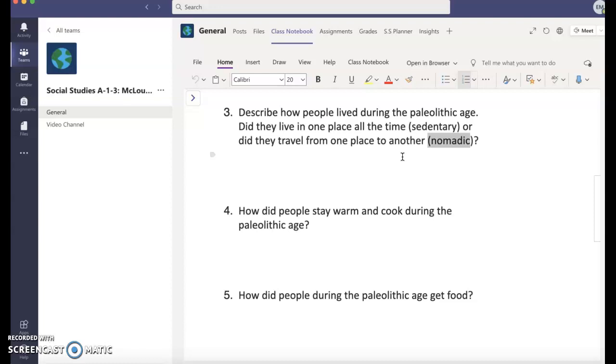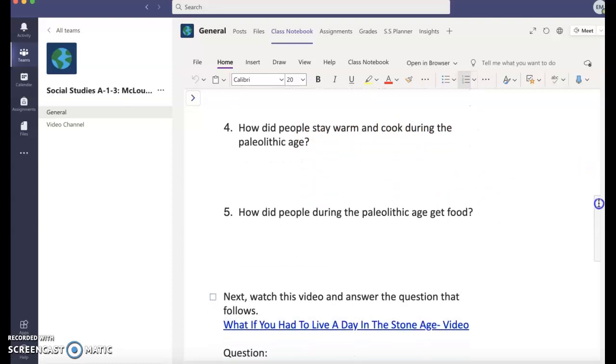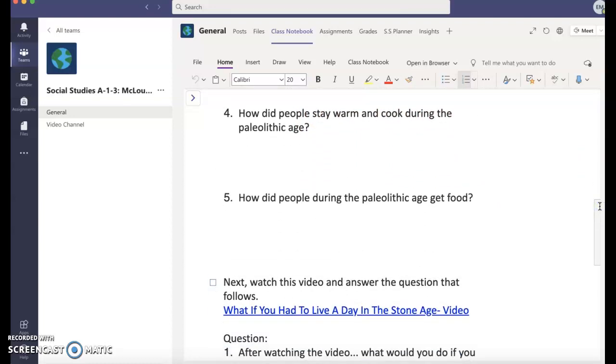So they hunted and they gathered. There were small groups, 20 to 30 people, remember? And they were considered nomadic. So how did they stay warm and cook? Well, they didn't cook from a kitchen or a stove. What they did is they created fire. Fire was developed in the video, they spoke about that. So then they learned how to use fire to cook the food.